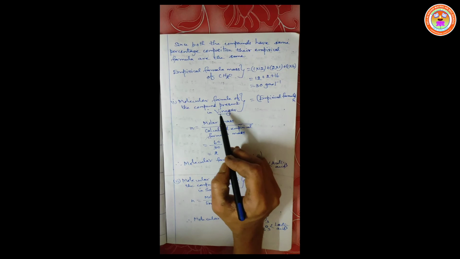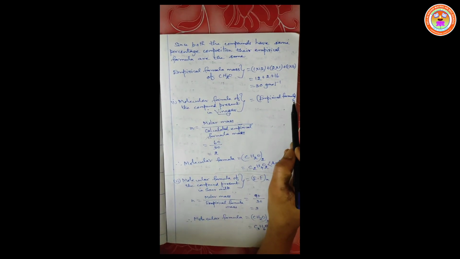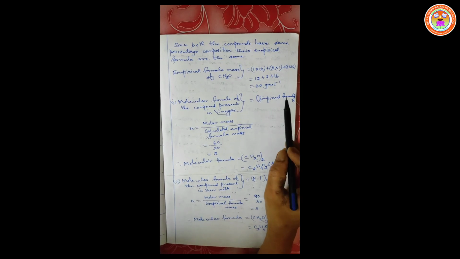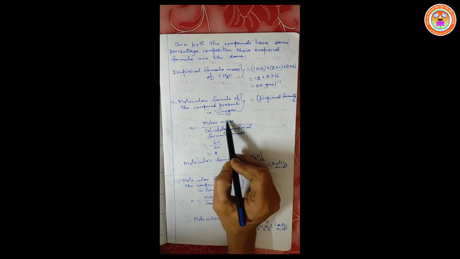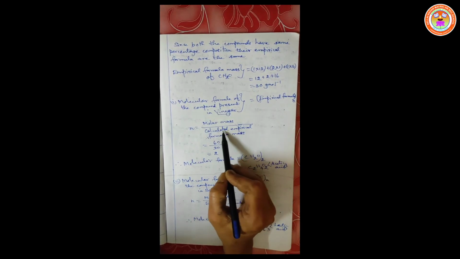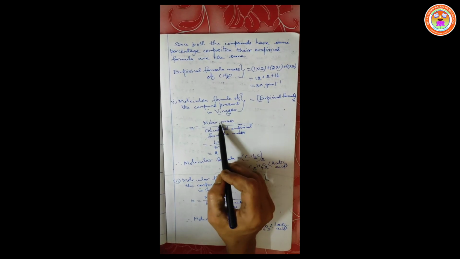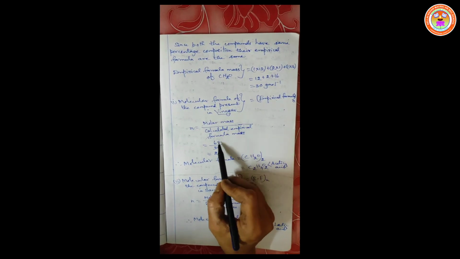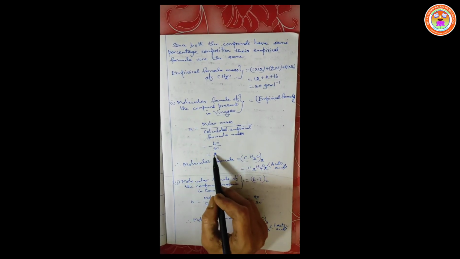What's the formula? Molecular formula is equal to empirical formula into N. Then we should calculate the N value. N is equal to molar mass of the compound divided by calculated empirical formula mass. The molar mass of the compound present in vinegar is 60, isn't it? So 60 by 30 is equal to 2. So N value is 2.